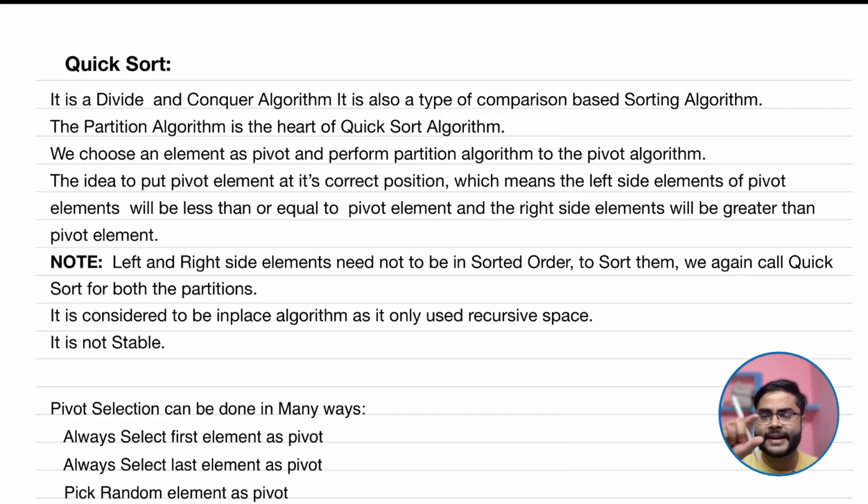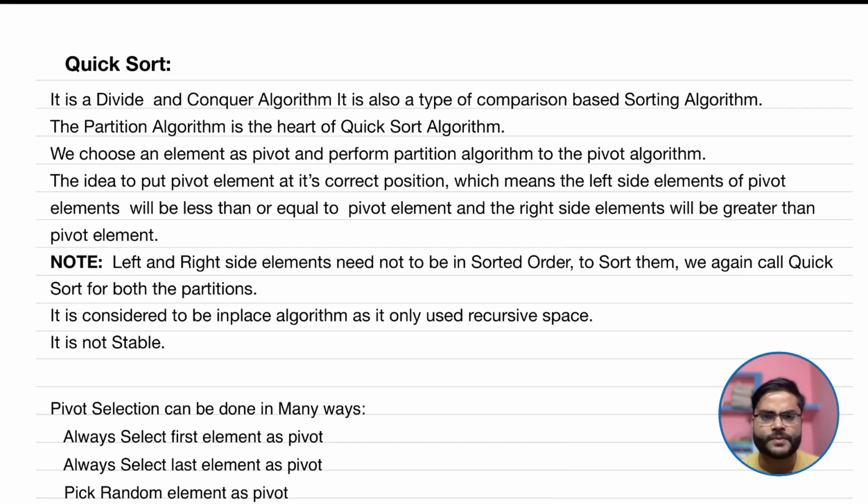What does it mean? It means that we'll put the element in its correct position, and before that everything will be smaller, and after that everything will be larger than the pivot element. Okay, so we will see an example. The right side elements will be greater than the pivot element, and the left side elements will be less than or equal to the pivot element, right?